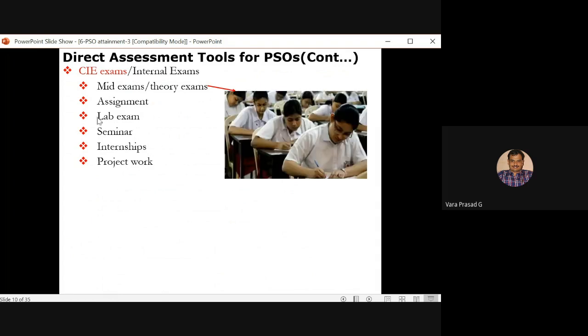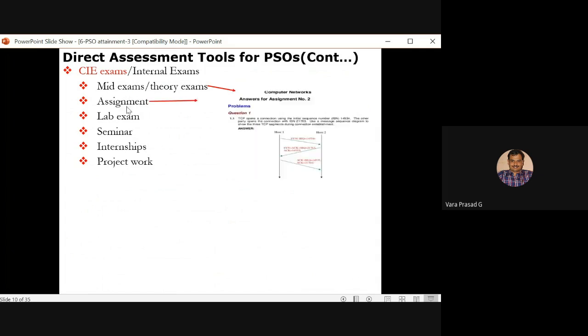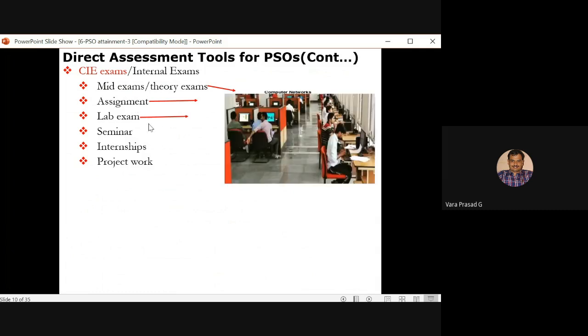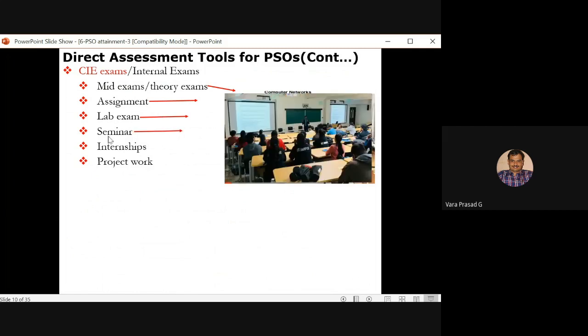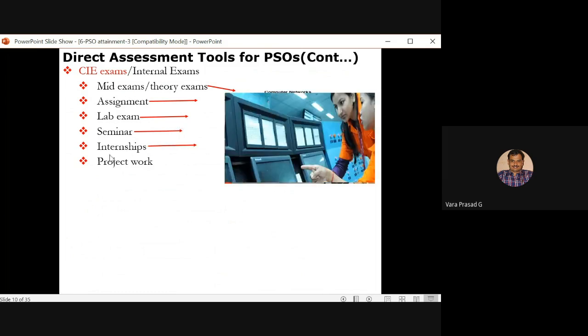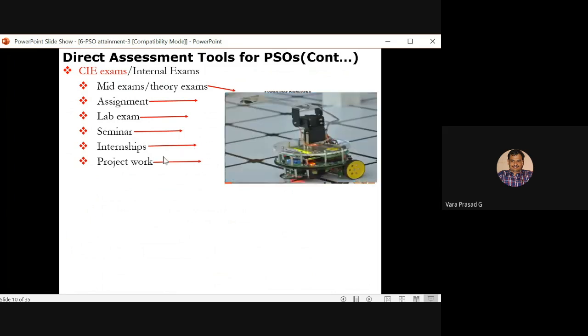Now when we conduct the mid exams, we allocate marks to the students based on their performance. We also give assignments and allocate marks based on the performance of the student. We also conduct lab exams internally and allocate marks based on their performance. The student also gives a seminar, and we allocate marks. The student has to do an internship, and we give marks. Even the student has to execute the project work, and based on this performance we also allocate the marks.